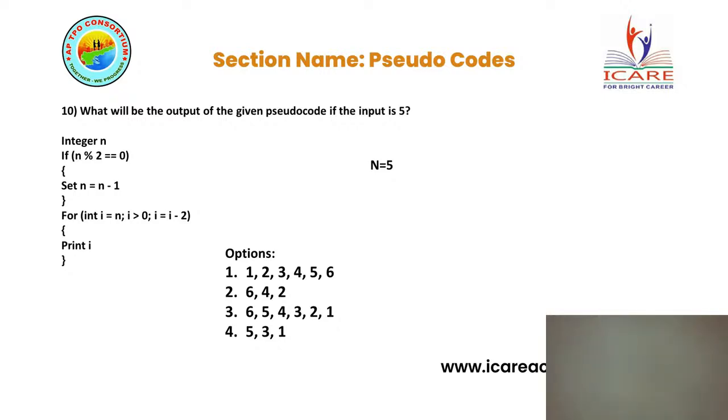And I is equal to n. N is equal to 5. So directly I value is 5. And the condition is I greater than 0. And I is equal to I minus 2 is the updation. So print I. In the first iteration, I value is 5. 5 greater than 0, condition true. So if the condition is true, print I. So we are printing the value.